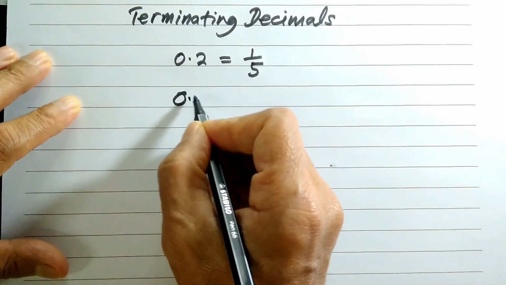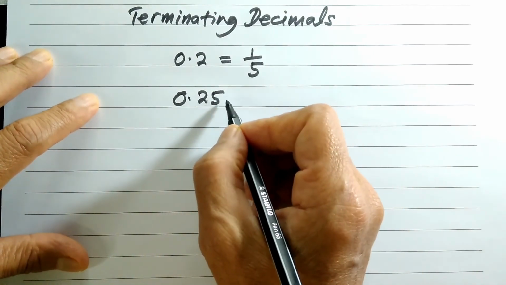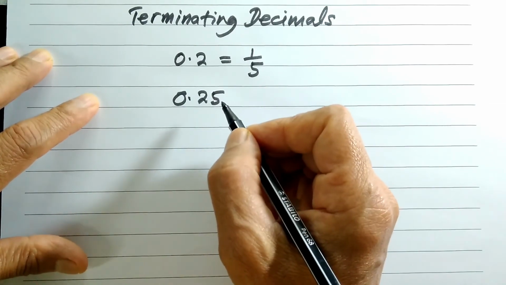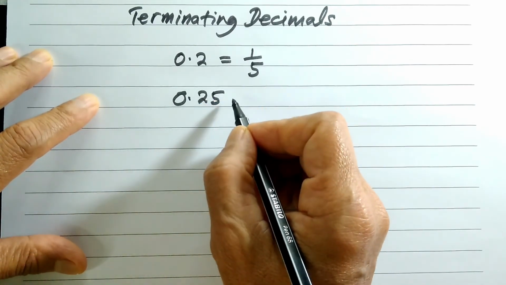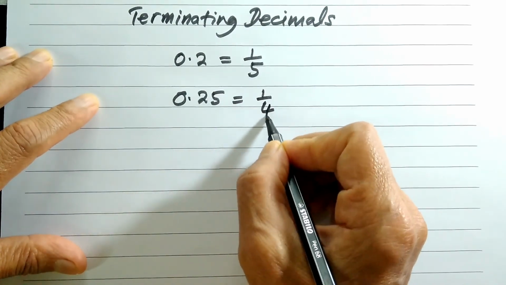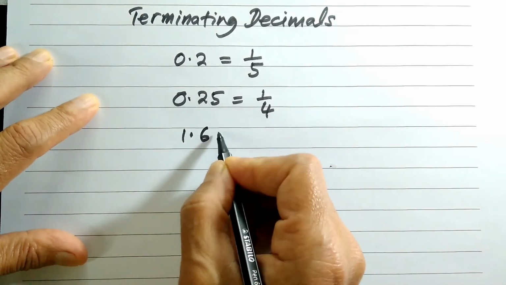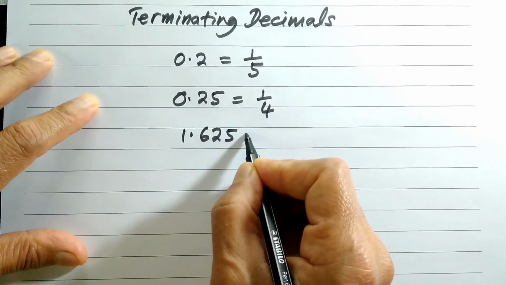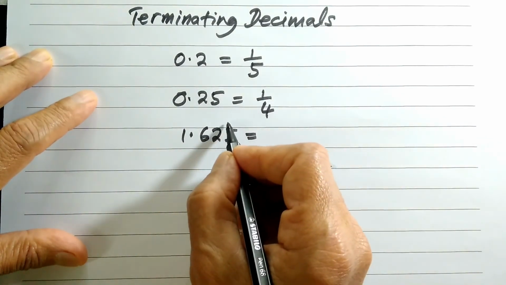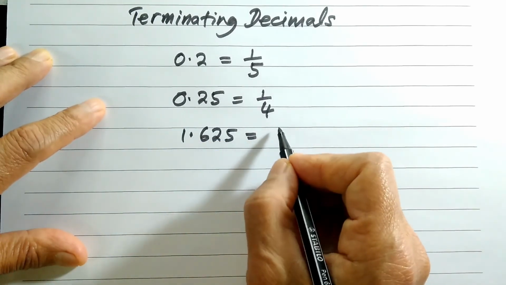Now, how about 0.25? After 5, there is no other digit. It means it terminates, it ends after 5. So does this represent a rational number? The answer is yes, right? Actually, this one is equal to 1 over 4 in terms of fraction. Now if we have 1.625, this number also stops after 5. Therefore, this decimal represents a rational number. Actually, this one is equal to 13 over 8.